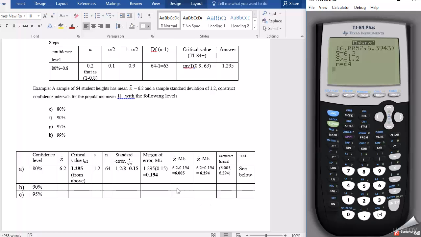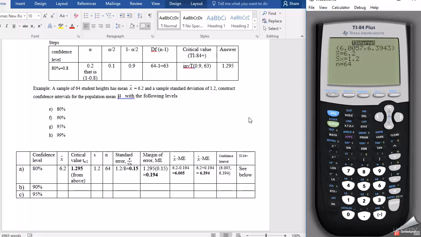Okay, so go down and calculate. So you can see now that the first output here is the confidence interval. It tells us that the lower bound is 6.005 and the upper is 6.394, just like we got right here. Okay, so when you do this, the confidence interval shows up. It tells you the sample mean, the standard deviation of the sample, and of course the sample size.